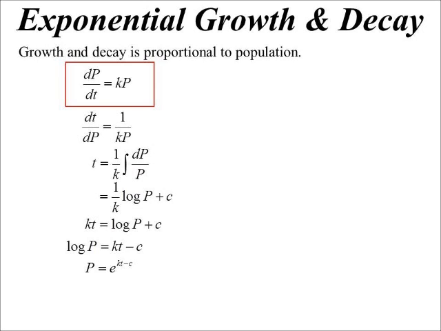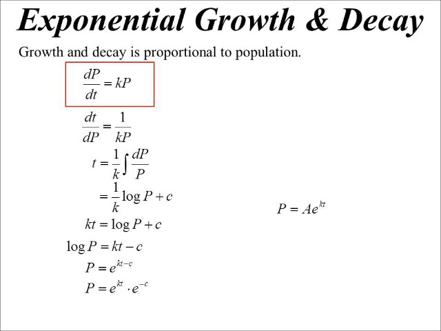I'm going to rewrite that by using index laws and write e to the kt times e to the minus c. So c is just a constant. So therefore e to the minus c is also just a constant. So instead of writing it as e to the minus c, we can say, oh well, P is equal to some constant times e to the kt. Now that's the beautiful way that the formula is derived.